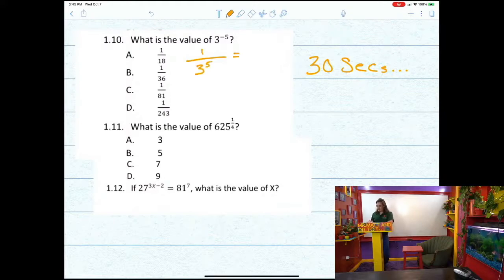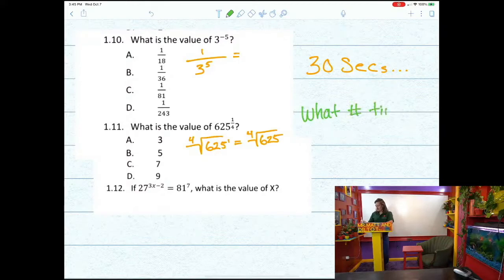This is going to convert into the fourth root of 625 to the first power, which to the first power doesn't have any effect, so it's just going to be the fourth root of 625. Notice what that's asking you. What number times itself 4 times is 625?